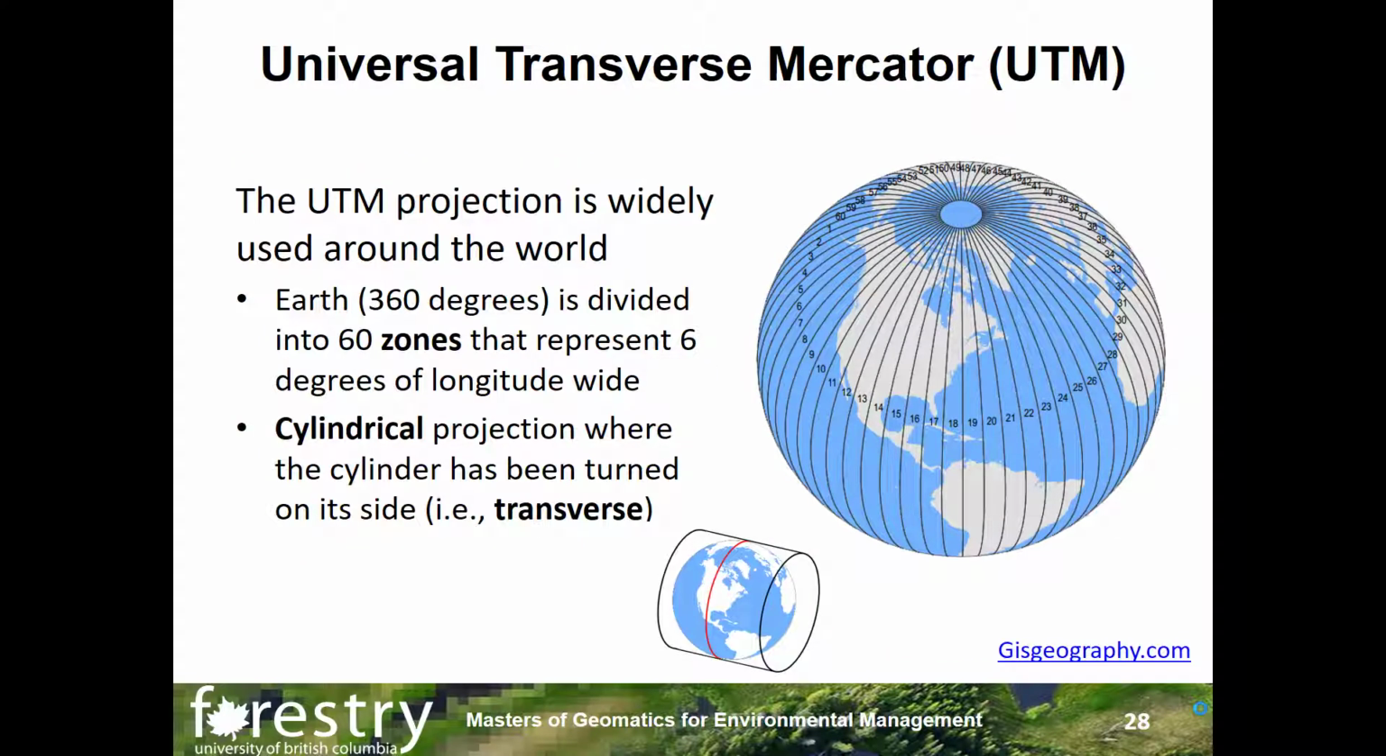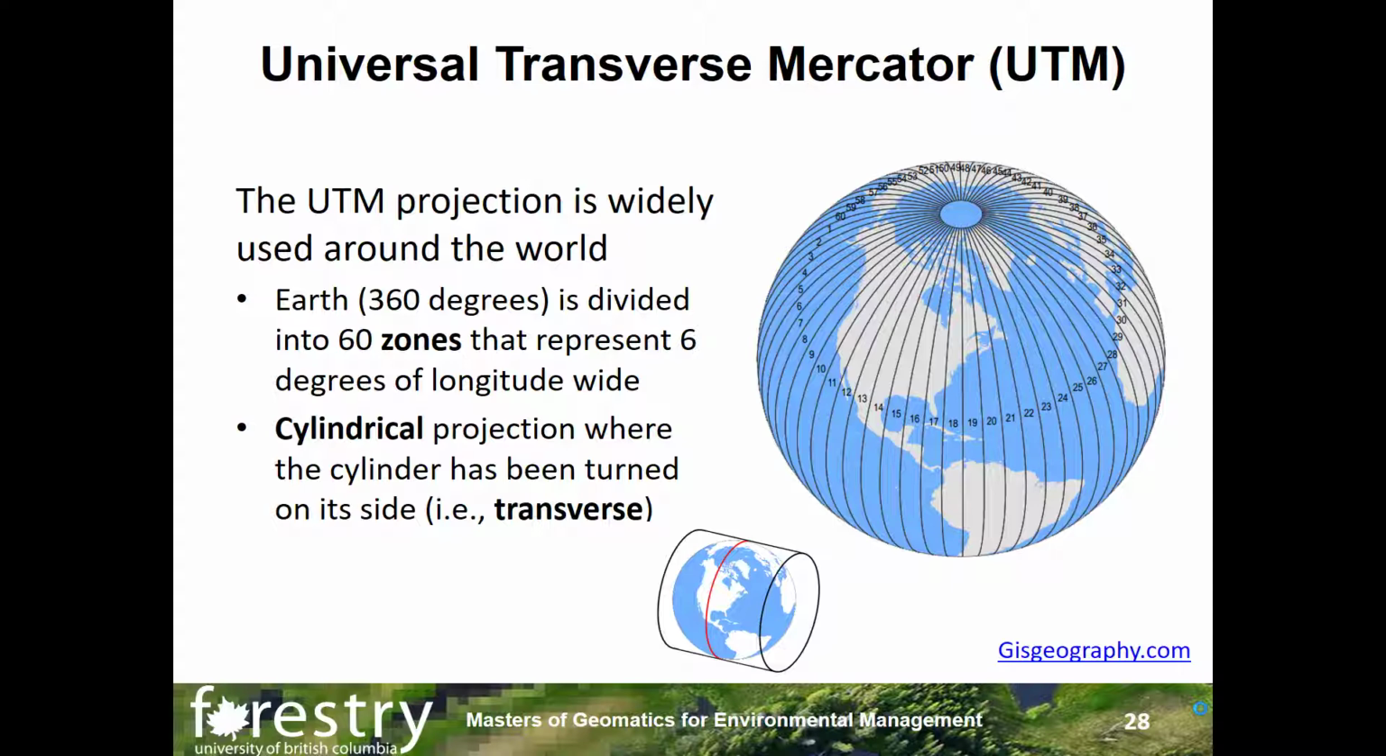UTM is a cylindrical projection where the cylinder has been turned on its side. So for that reason, we call it transverse. The tangent of this cylinder is now running north and south between the north and south poles, as opposed to a regular Mercator cylindrical projection where the tangent would be the equator, running east and west.